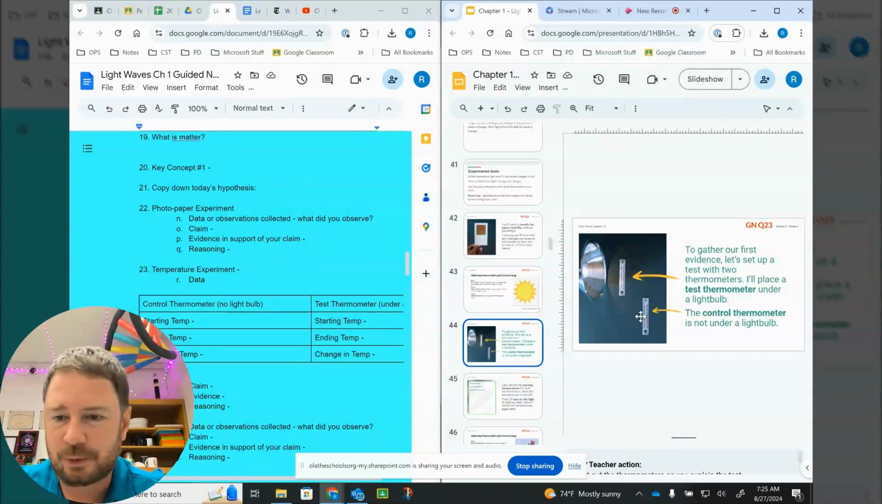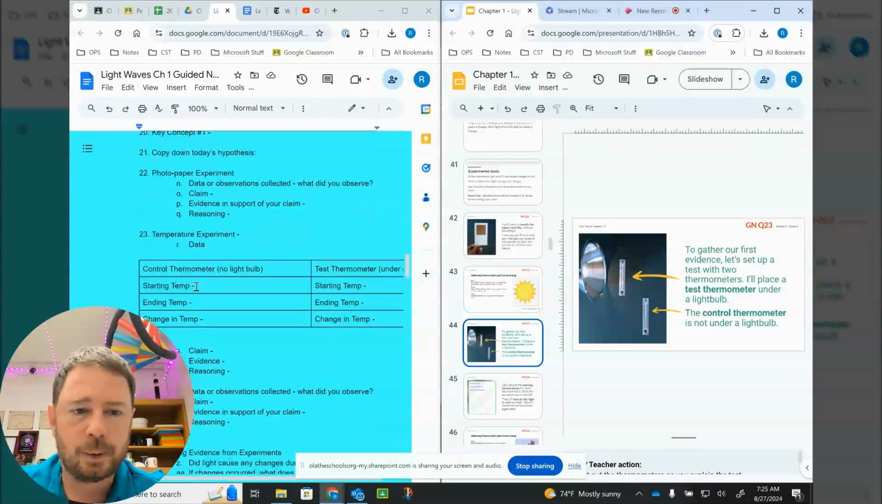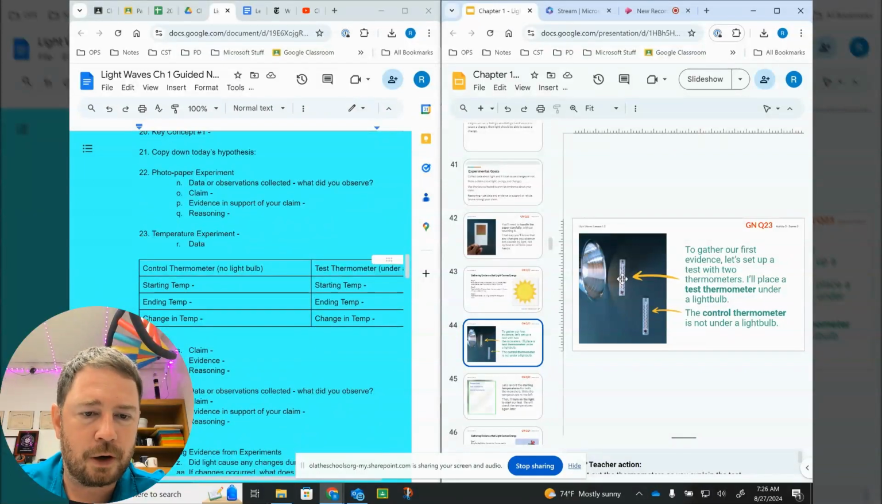So our second experiment is the temperature experiment. So what we're going to do is we're going to put a thermometer underneath the lamp, and we're going to put a thermometer off to the side, not underneath the lamp. The one under the lamp is going to be referred to as the test thermometer. The one outside is going to be called the control thermometer. This one is not under a light bulb, and so this one will be the one we use to compare.